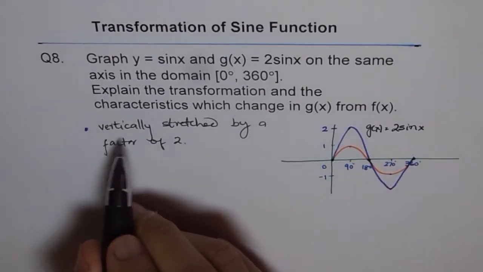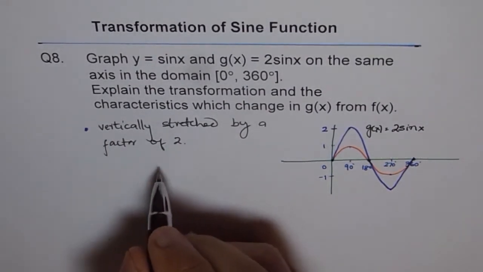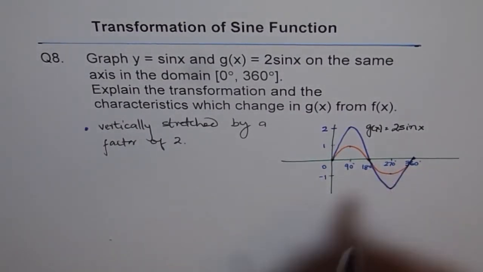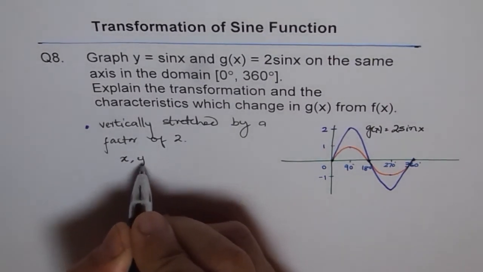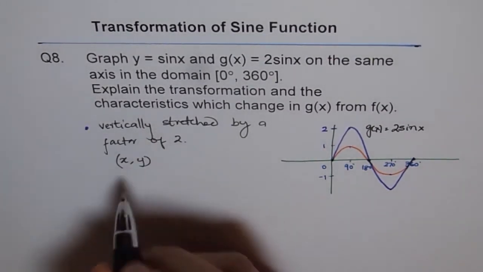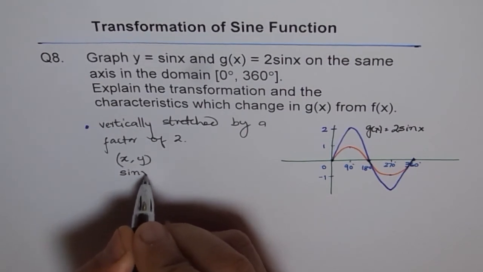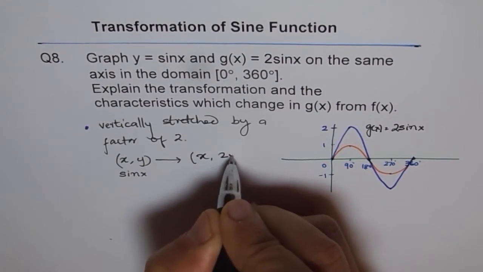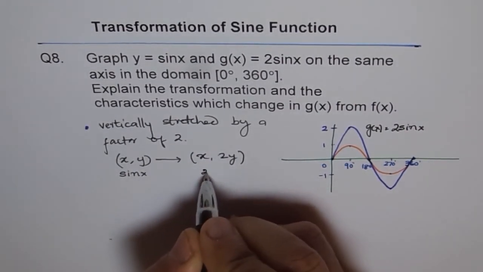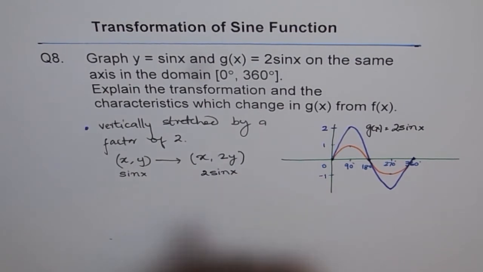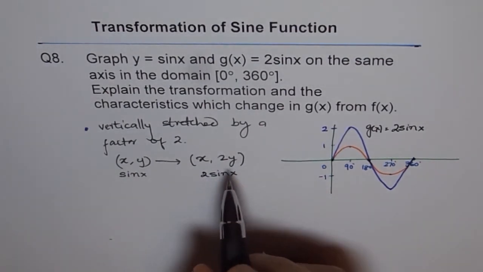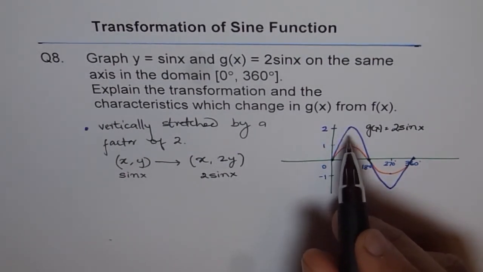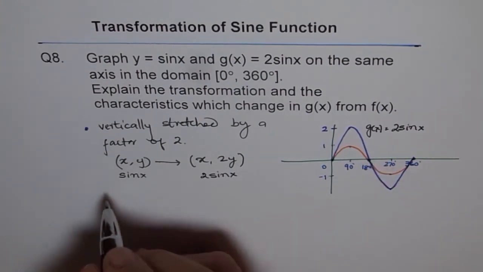When we say vertically stretched by a factor of 2, what we can say in short, as far as the coordinates of every point on the graph are concerned, is that if x and y are the coordinates on sin x, then they get transformed to x and 2y in 2 times sin x. That's what we're trying to say, right? So the x values in both remain the same, but the y value gets multiplied by 2. So that changes the range.